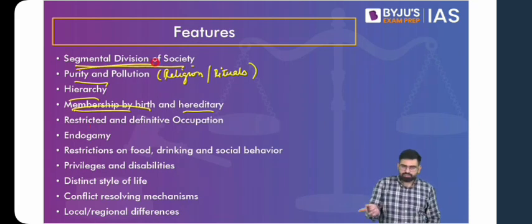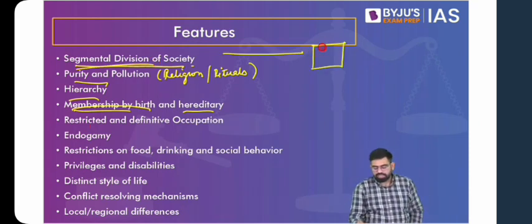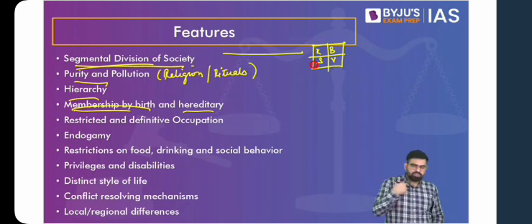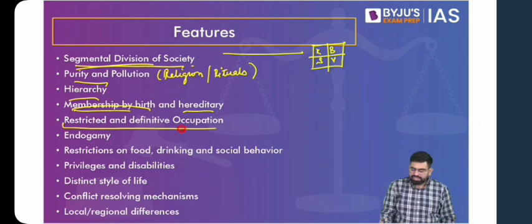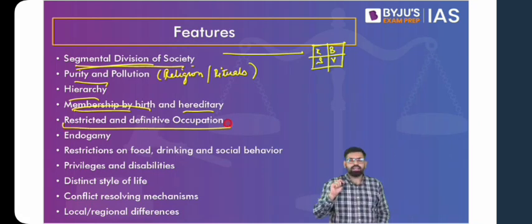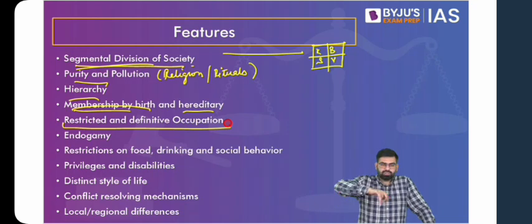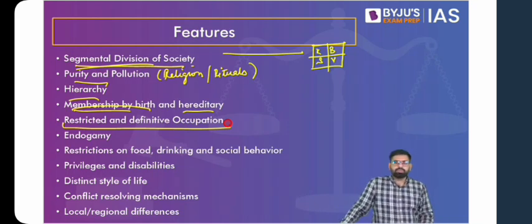Then segmental division of society. You can think about dividing the society on the basis of caste into Kshatriyas, Brahmins, Vaishyas, Shudras. What is this? Segmental division. What was the basis? The basis was labor, what kind of occupation they were doing, on the basis of purity and pollution. The restricted and definitive occupation. Every caste had certain roles and responsibilities, and they were supposed to follow them. They could not go against the caste system or the norms that restricted them to a particular occupation, and they had to keep following the same practice.